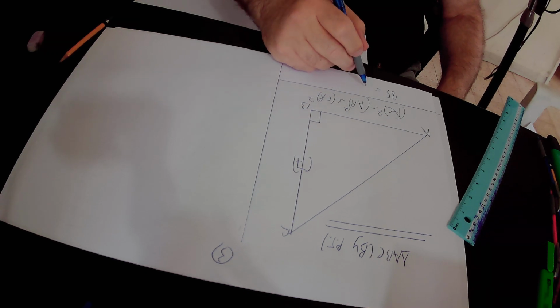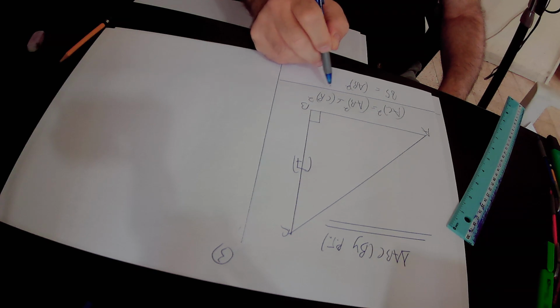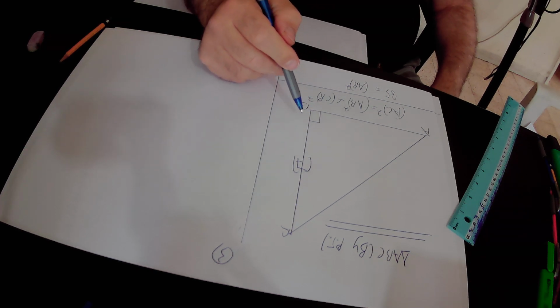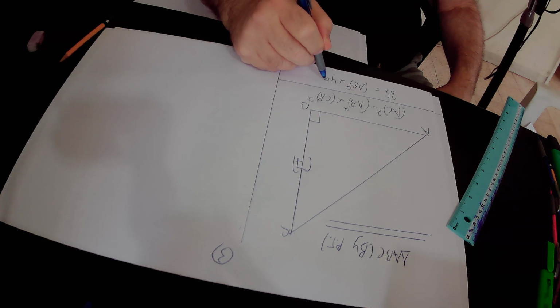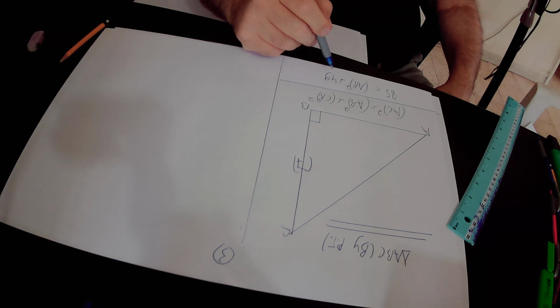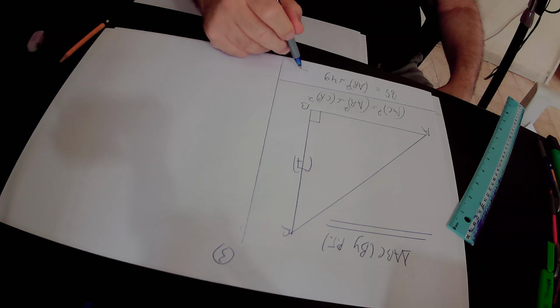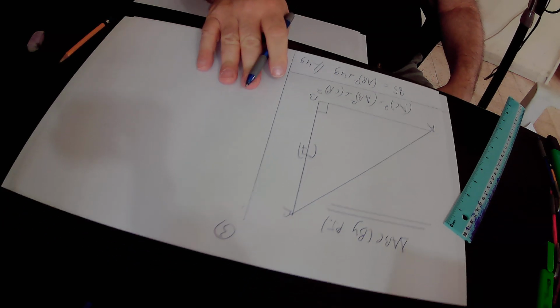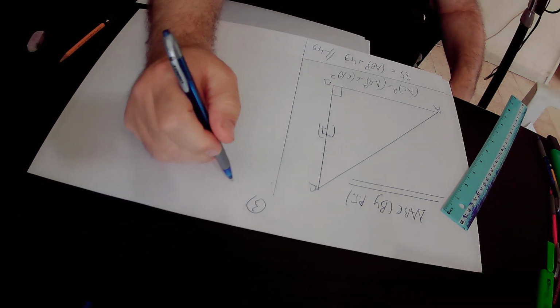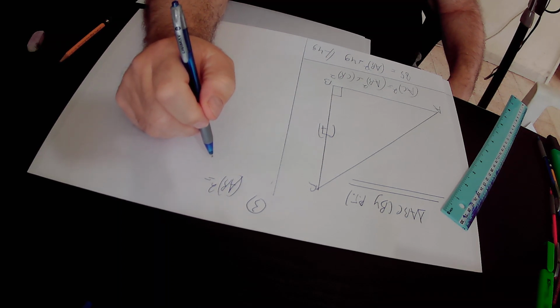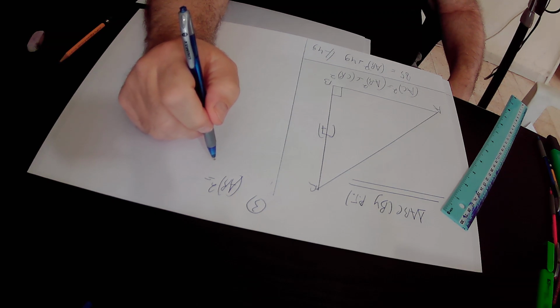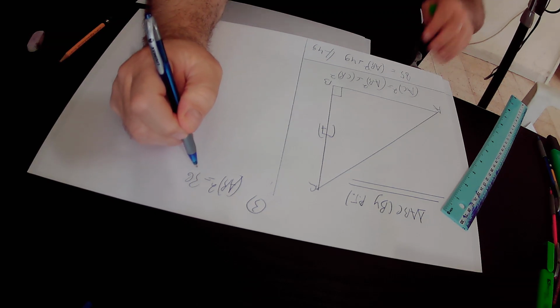AB is the missing side, so we leave it as it is. So it is AB squared plus CB squared. We know that CB is 7, therefore CB squared is 7 squared, that is 49. So in conclusion, we have found out that 85 equals AB squared plus 49. Here we subtract 49 from both sides of this equation, and we get that AB squared equals 85 minus 49, which is 36. So AB squared equals 36.